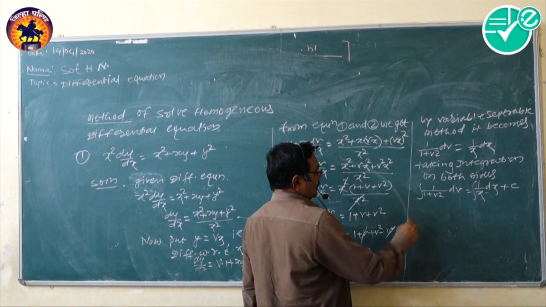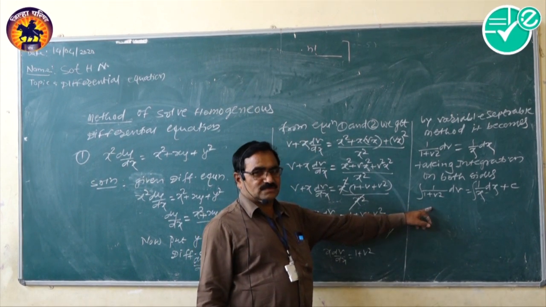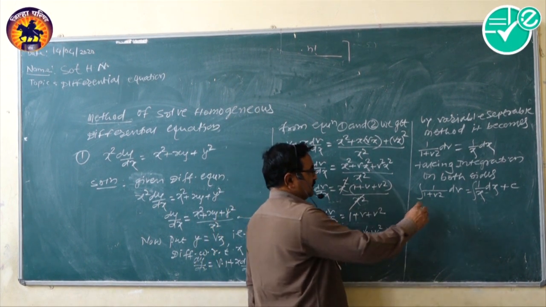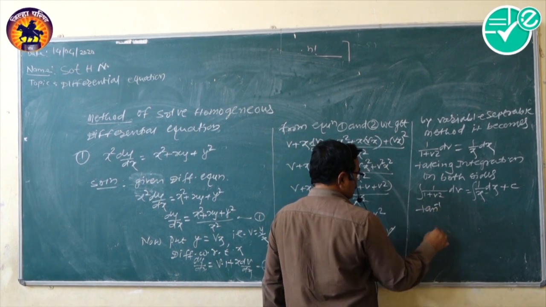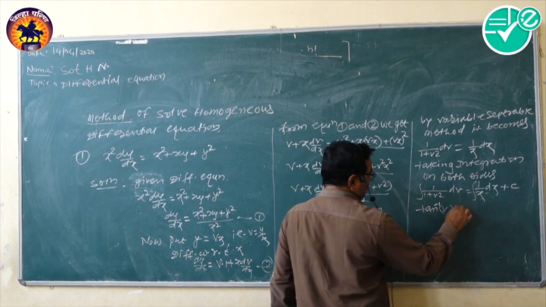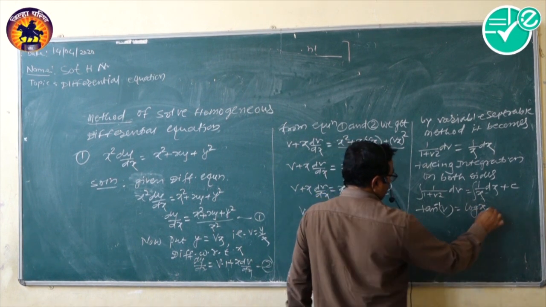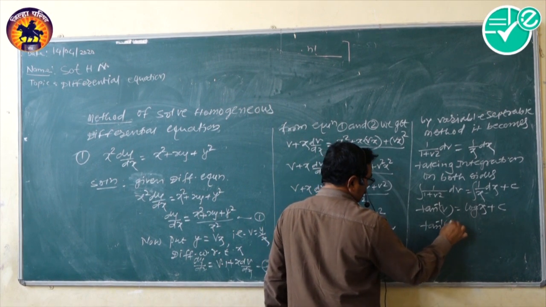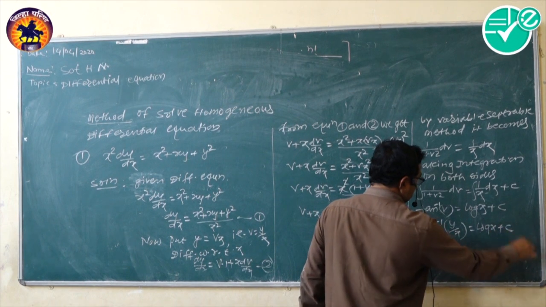After that, this is the derivative of tan inverse x. Compare with tan inverse x. This becomes integration of 1 upon 1 plus v square is tan inverse of v equal to log of x plus c. This becomes tan inverse y upon x equal to log x plus c.